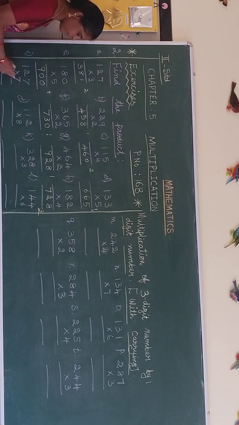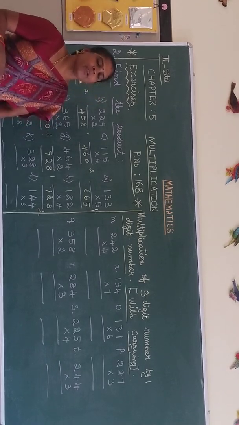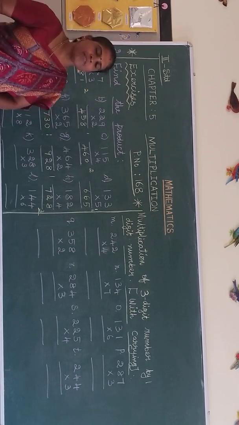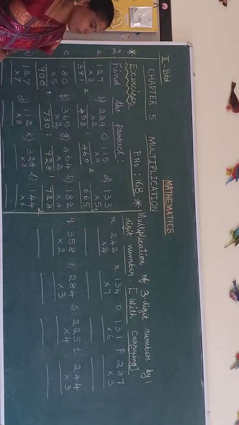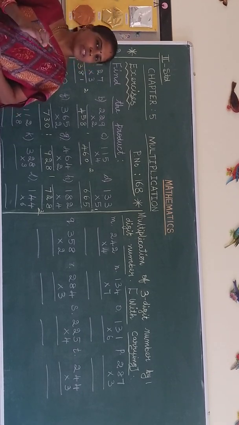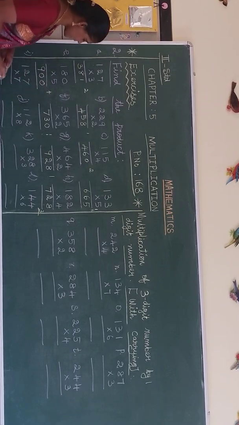127 multiplied by 7. 7 7s, the seventh table. Up to 7, you have to say step by step. Then only you can read the tables well. Always I insist to practice the tables well. Without tables we can't do the sums. So practice the tables well.